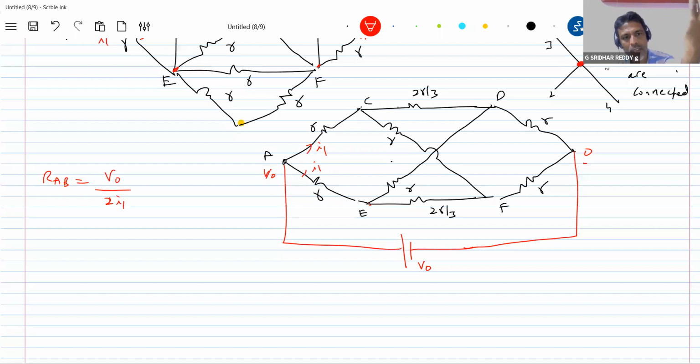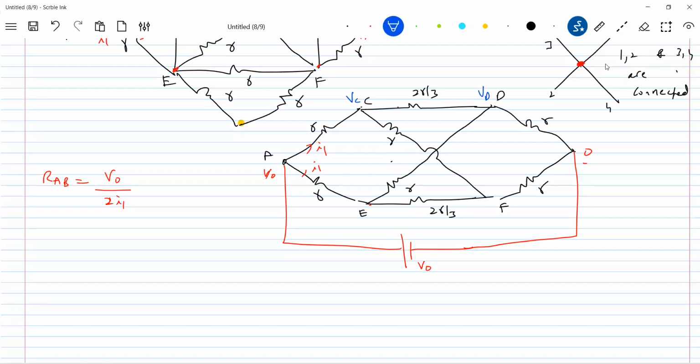I1 in terms of what? I1 in terms of V naught. How to calculate I1 in terms of V naught? Directly come for this like a cell. If I can get this potential VC, I think the problem is solved. So let me assume the potential VC, and let this be VD. We can also do it by equipotential points, sir. Which are equipotentials? C and A, D and F, C and E. That one only, no?